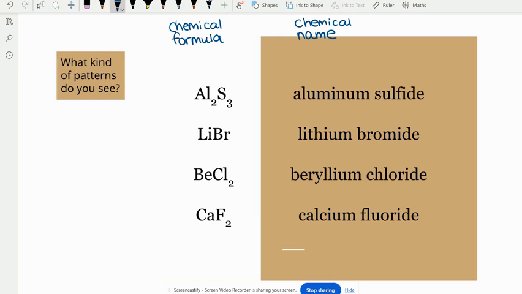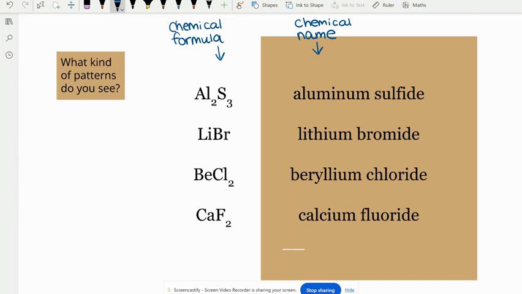When you write a chemical compound, like on a lab, when you do some explosion, let's say, you probably want to write using the chemical formula. It's much shorter, much quicker. When you read it out loud, though, you want to read it like the chemical name. So Al2S3, we read it aluminum sulfide. LiBr, we read it lithium bromide. BeCl2, we read it beryllium chloride. CaF2, we read it calcium fluoride.